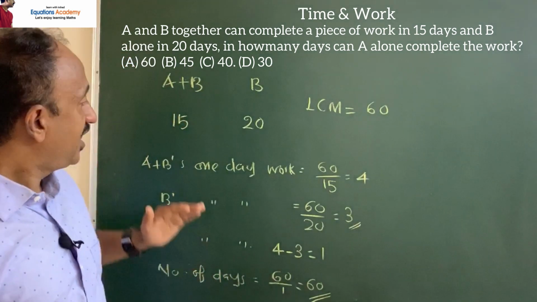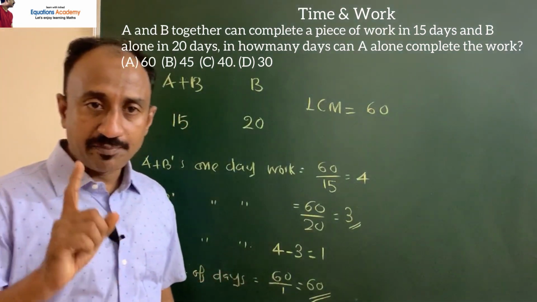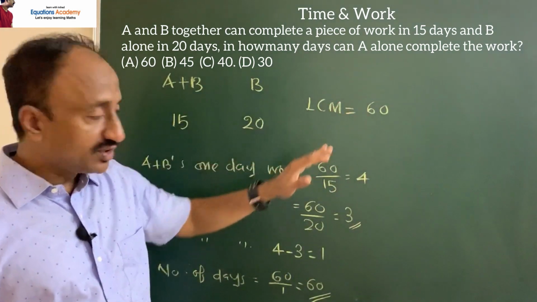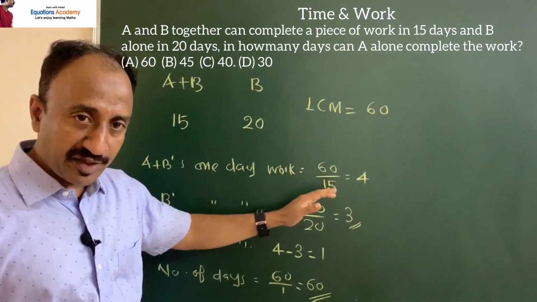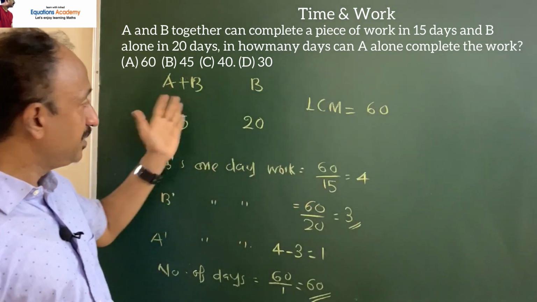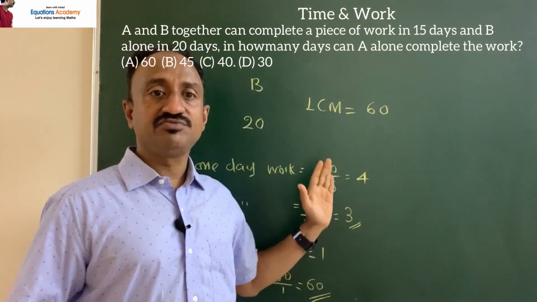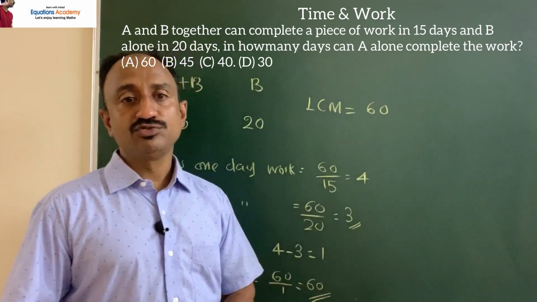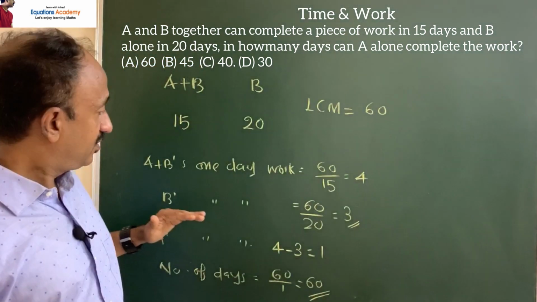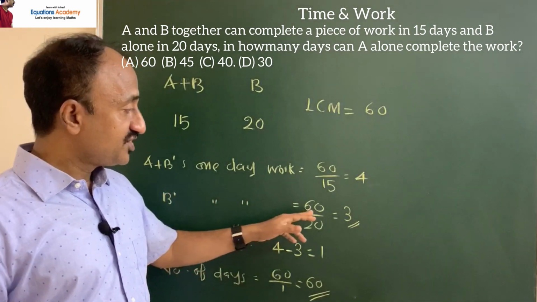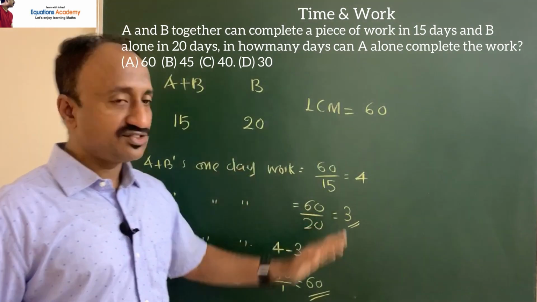So what will be A plus B's 1 day work? If A and B work together, their 1 day work will be the total units of work, 60, divided by the number of days A and B take together, that is 15. So 60 divided by 15 is equal to 4. Similarly, what about B's 1 day work? B's 1 day work will be 60 divided by 20, that is equal to 3.